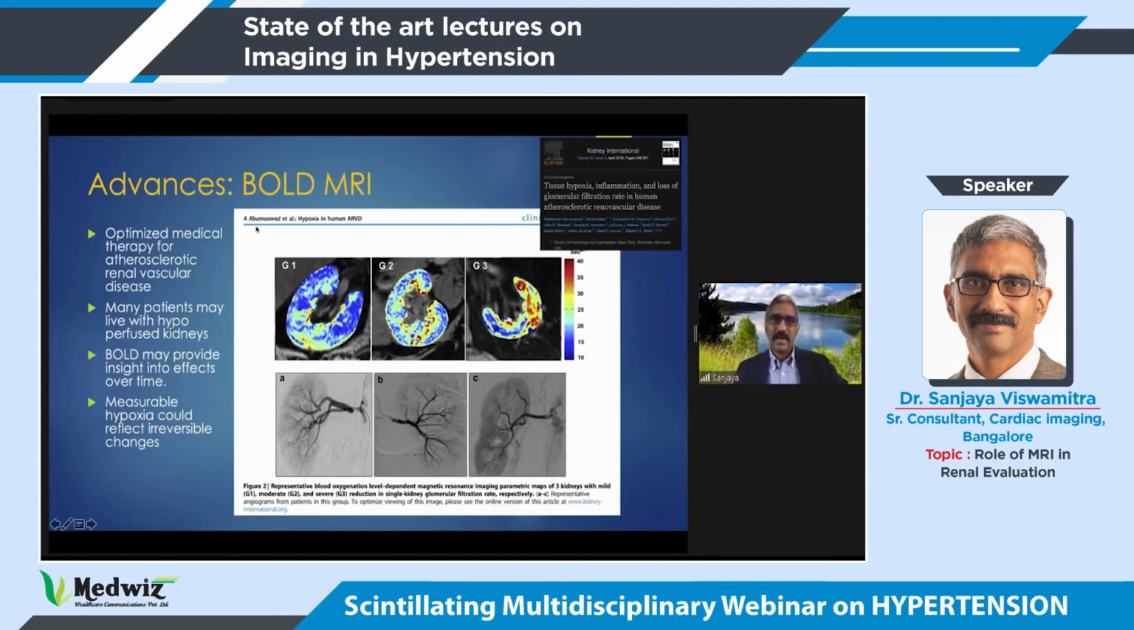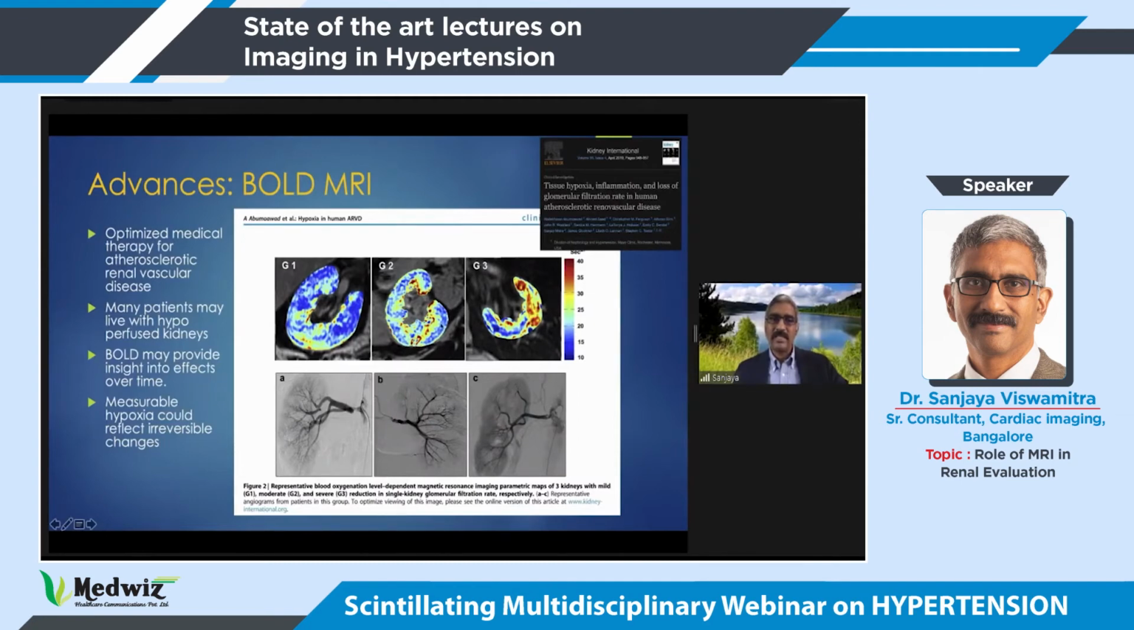This is an interesting article by Abu Mawadad from the Mayo Clinic, who discussed hypoxia in the presence of renal vascular disease. What these basically show is G1, G2, and G3 are different levels of lower eGFR and end-stage renal disease. And these are the corresponding regions of severe stenosis that one can see in all these patients.